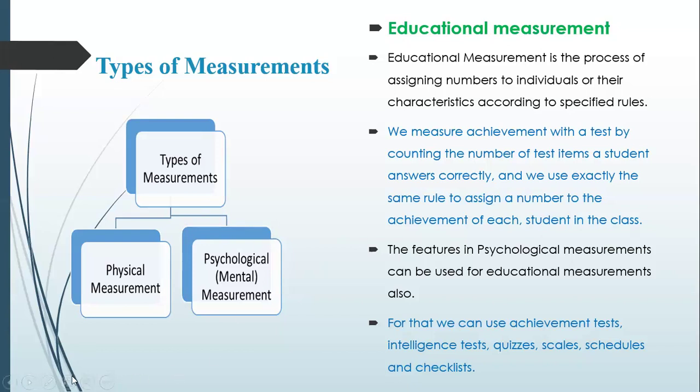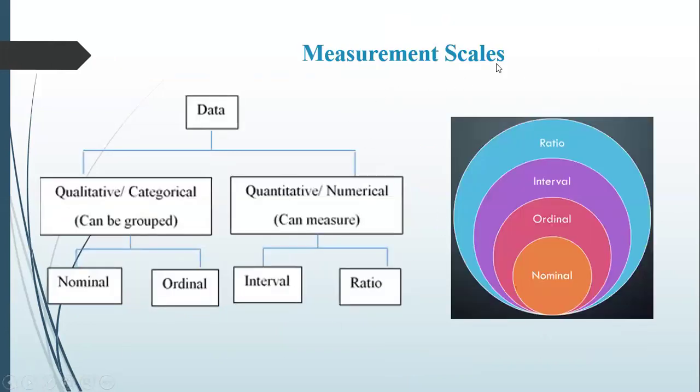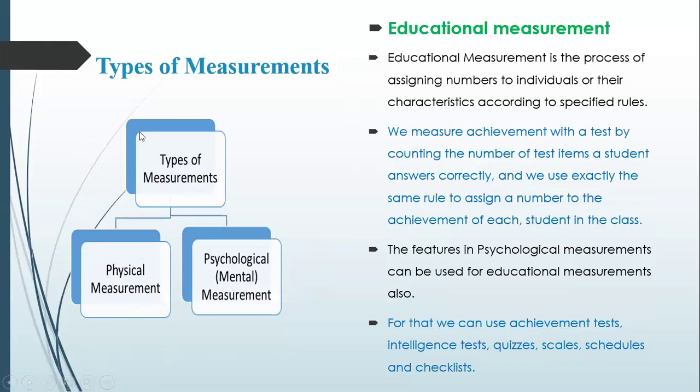Before we discuss about the measurement scales, those four measurement scales also come under these types of measurements. When we go to types of measurements, there are mainly two types: physical measurements and psychological measurements. With the name, we can identify what a physical measurement is. For example, as I told you, when we measure temperature, height, weight, those are physical measurements.